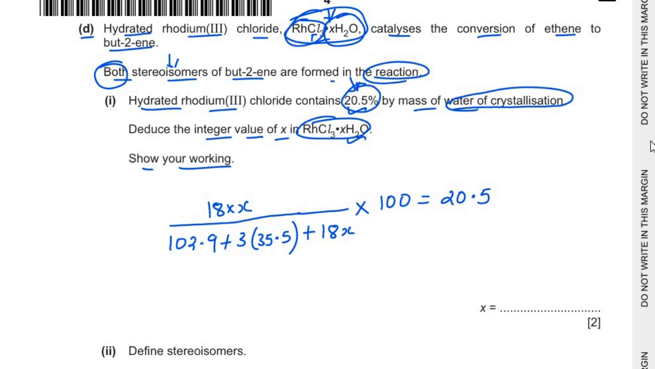Now if you work out the value of x here, we end up with 3. You can just feed it into the calculator and you will get it. The value of x is 3. So the value of x in water, as a whole integer, is 3, right? Yes.